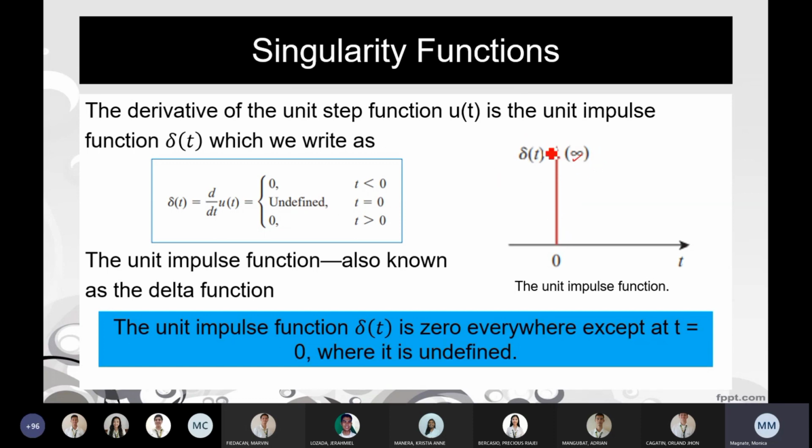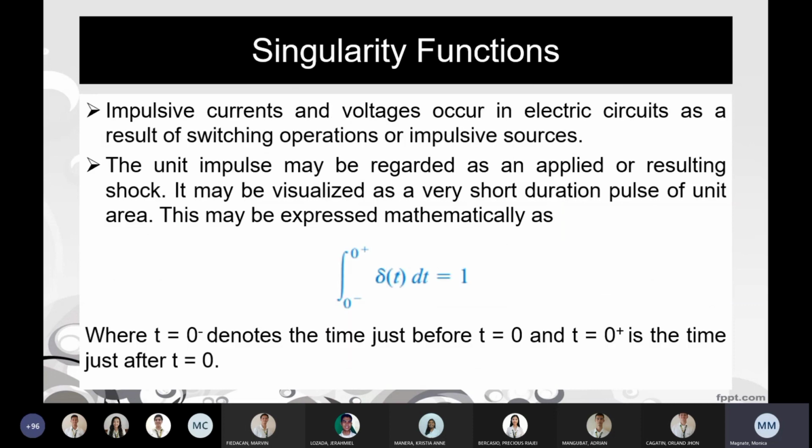Okay? So, isang pataas na arrow lang yung nire-represent natin ng delta of t, or yung unit impulse function, also known as the delta function. Delta yung symbol. So, unit impulse function delta of t is 0 everywhere except at t is equal to 0 where it is undefined. Pero kapag may binigay na value, syempre, magkakaroon tayo ng magnitude dito sa unit impulse natin.